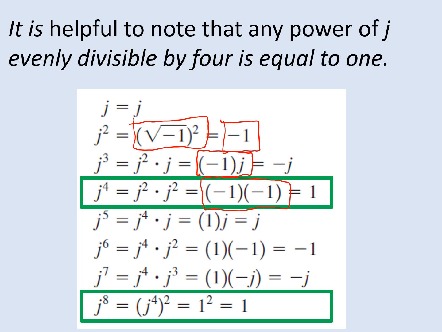So j to the 5th will be just like j to the 1st, as j to the 6th will be like j squared, j to the 7th will be like j to the 3rd, and j to the 8th will be like j to the 4th. And it will repeat at 9, so j to the 9th will be just like j to the 1st.